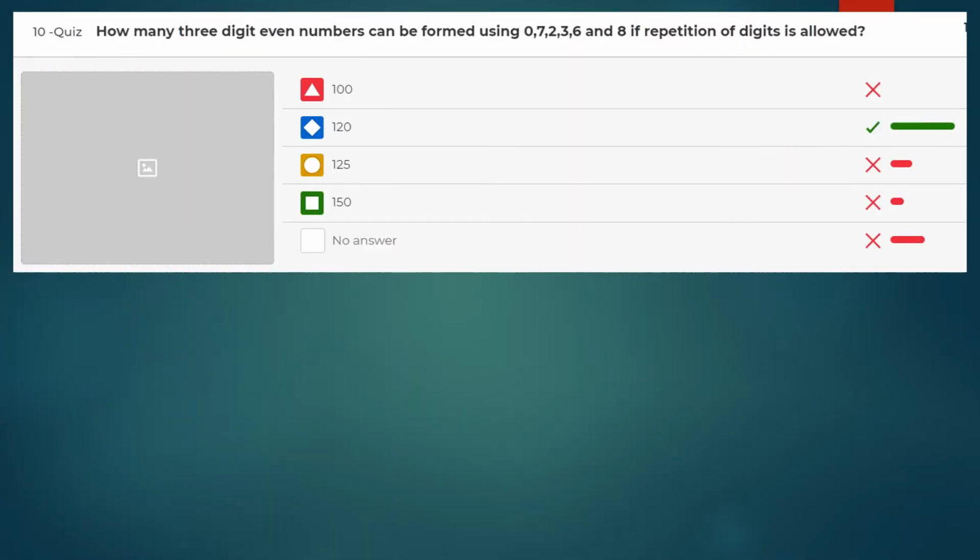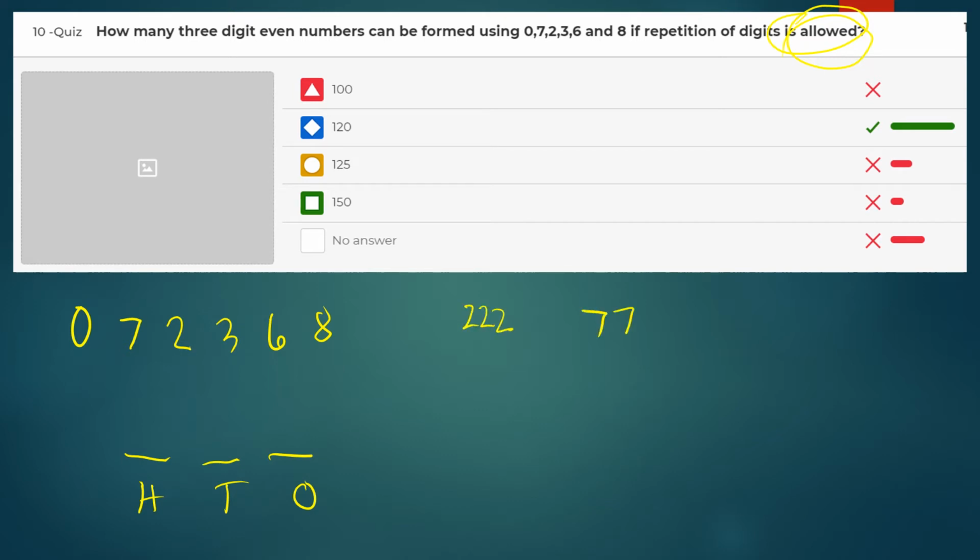Next one, question number 10. How many 3-digit even numbers can be formed using 0, 7, 2, 3, 6, and 8 if the repetition of digits is allowed? Okay, pwedeng maulit yung digit. So, 3-digit number daw tayo. 3-digit number, we have the hundreds place, tens place, and the ones place. Pag sinabi natin nga pala na repetition is allowed, pwede na let's say 222, 770, ayun na, repeat yung mga digits. Okay? So, paano daw ang gagawin natin?